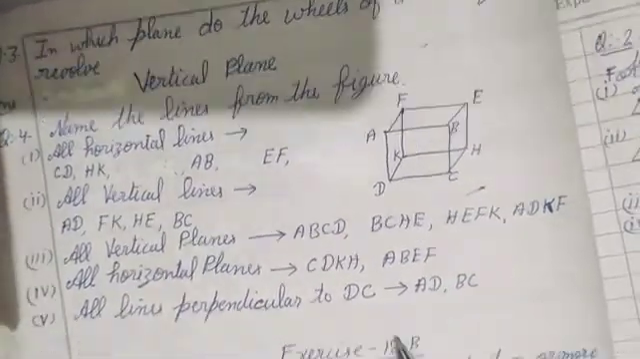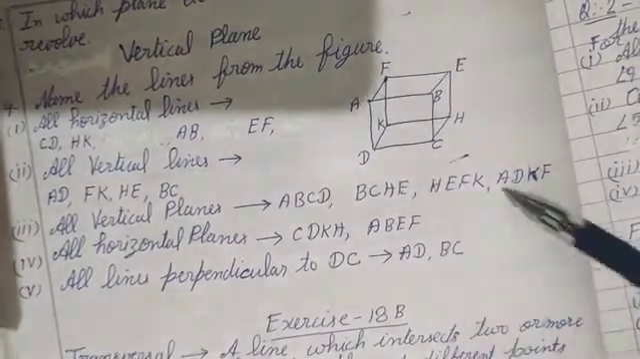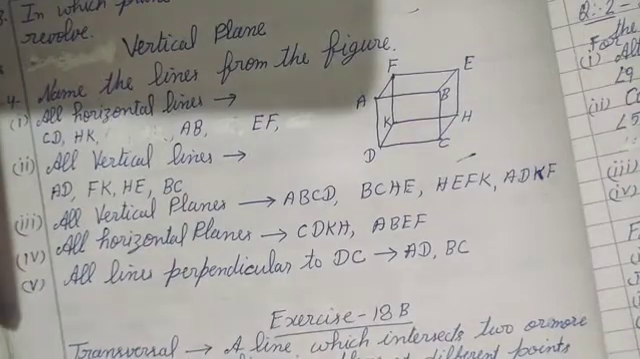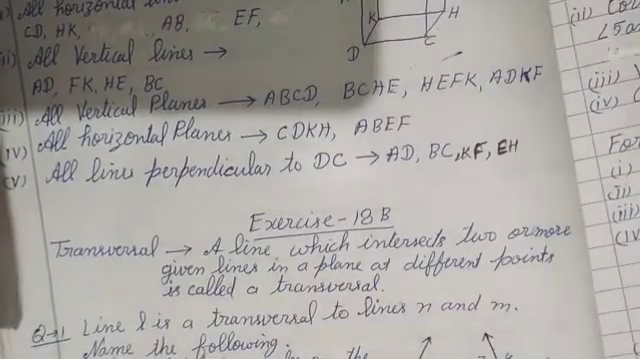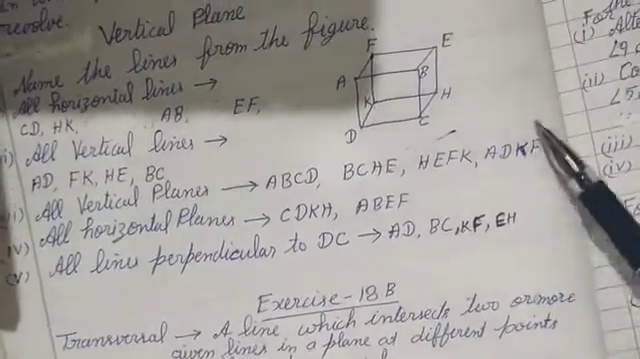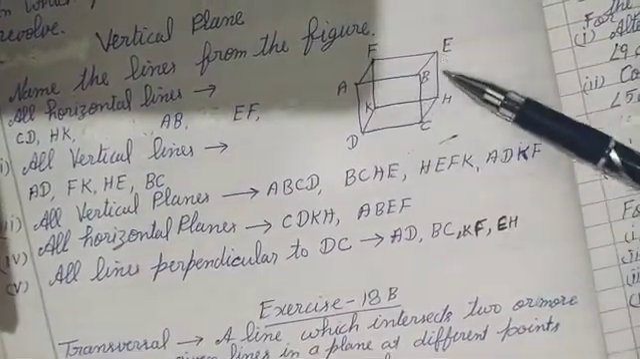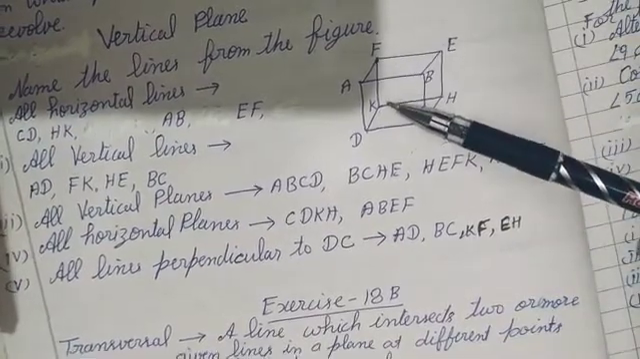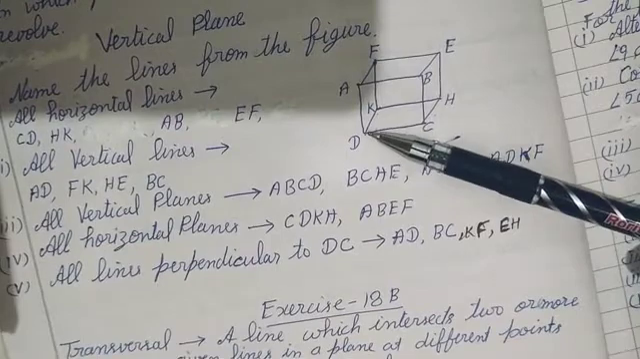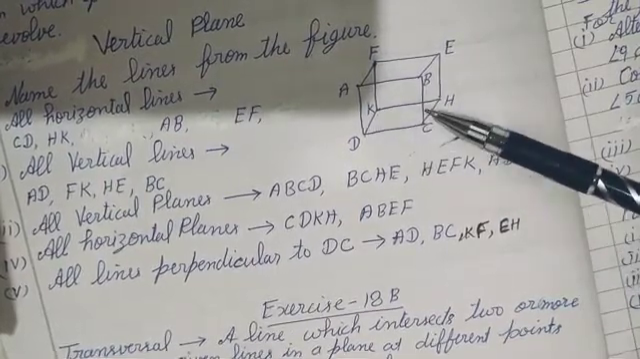The next one is all lines perpendicular to DC. So all the lines perpendicular to DC are AD and BC. So AB, AD, BC, EH and FK, because these are also perpendicular, since they are not leaning upon this line, but they are making the same angle as AD is making with DC.